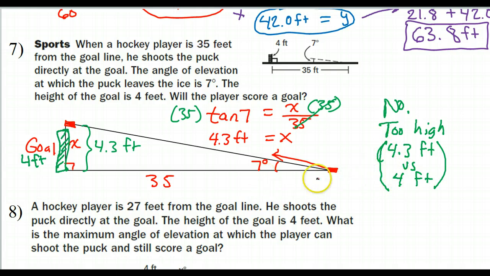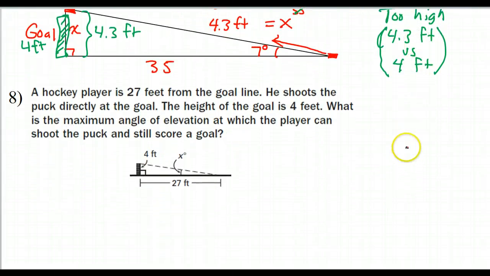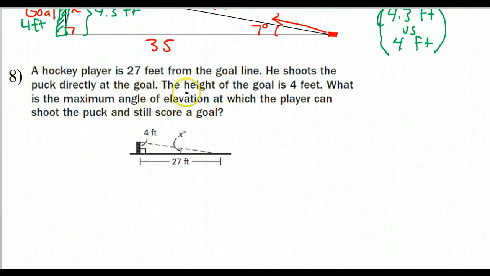Okay, so that's number 7. Number 8 is basically the same situation. Now we're 27 feet from the goal instead of 35 feet. The height of the goal is 4 feet. What is the maximum angle of elevation that he can shoot? So we've got this picture, but basically we're trying to find the angle this time. If we've got the angle here, which I'm just going to color in, so there's our angle, then we've got this 4 feet over here, and we've got the 27 right here.